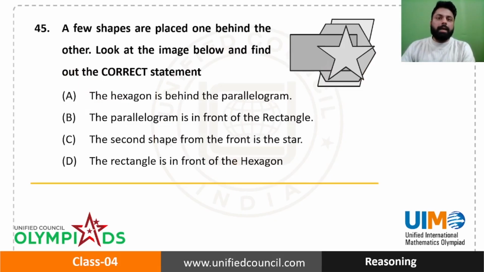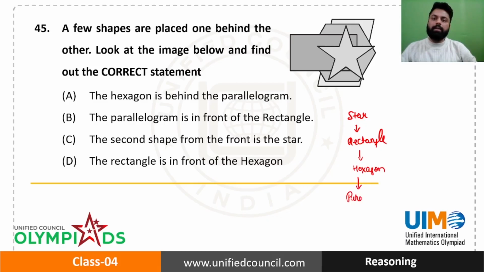A few shapes are placed one behind the other. Look at the image and find the correct statement. First of all, we can see the star. Then behind the star, we can see a rectangle. Behind that, we can see a hexagon. And behind that, we can see a parallelogram. The hexagon is behind the parallelogram? No. The parallelogram is in front of the rectangle? No. The second shape from the front is the star? No, the star is the first one. The rectangle is in front of the hexagon. Yes. Rectangle is in front of the hexagon. That option is correct.